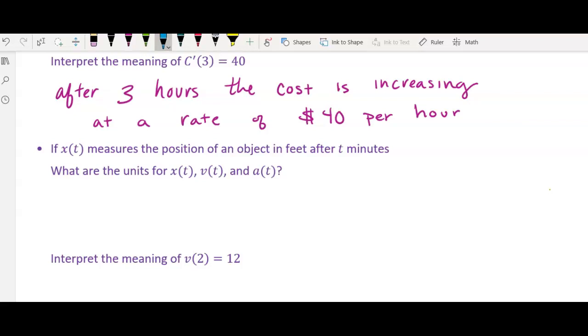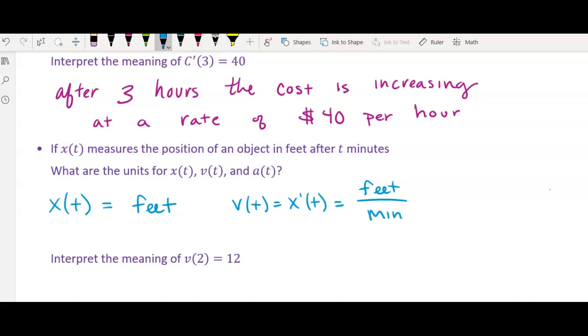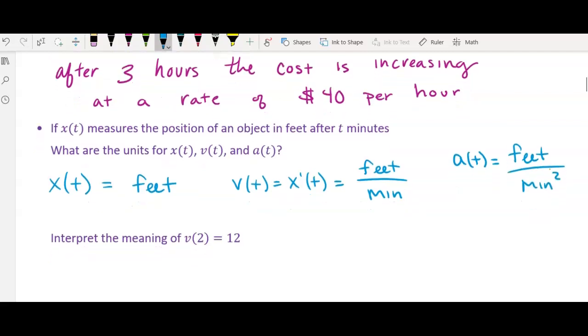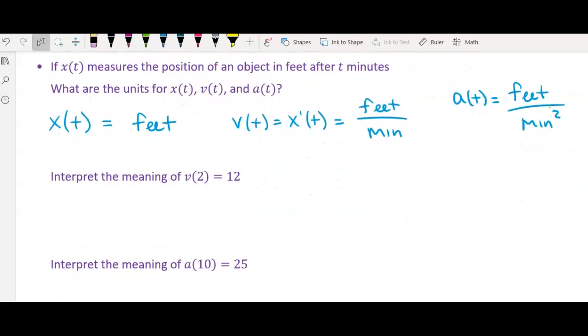If x of t measures the position of an object in feet after t minutes, what are the units for x of t? Well, that measures feet after t minutes. V of t is the derivative of position, so this will be feet per minute. And A of t, we know, is the second derivative of position, first derivative of velocity, so A of t is measured in feet per minute squared. Interpret the meaning of v of 2 equals 12.